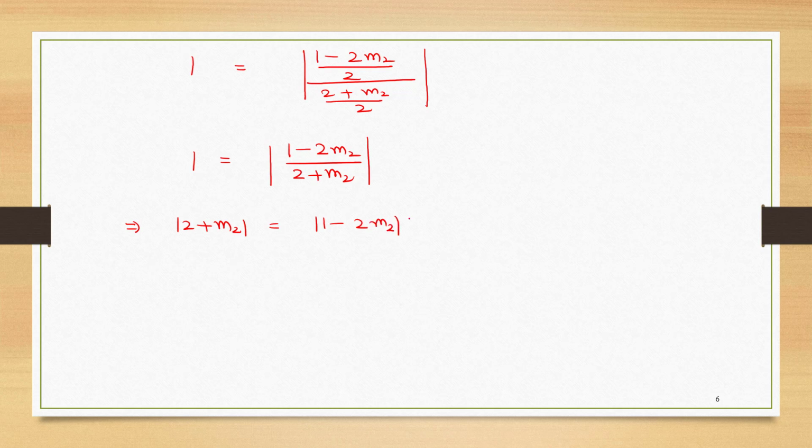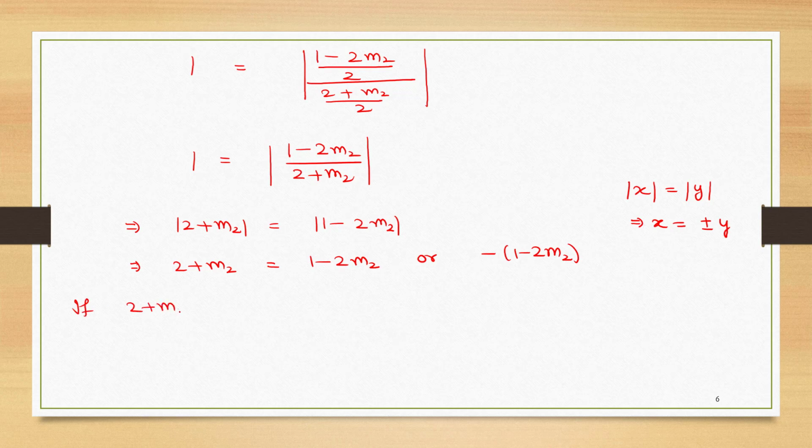Mod means absolute value. So if the absolute value of a number is the same as the absolute value of another number, that gives us that they are either equal or one is the negative of the other. So from here we get that 2 plus m2 is equal to 1 minus 2 m2 or the negative of (1 minus 2 m2). In the first case, if 2 plus m2 is equal to 1 minus 2 m2, then 2 minus 1 we get 1, minus 2 m2 minus m2 we get minus 3 m2. In this case we get that m2 is minus 1 by 3.